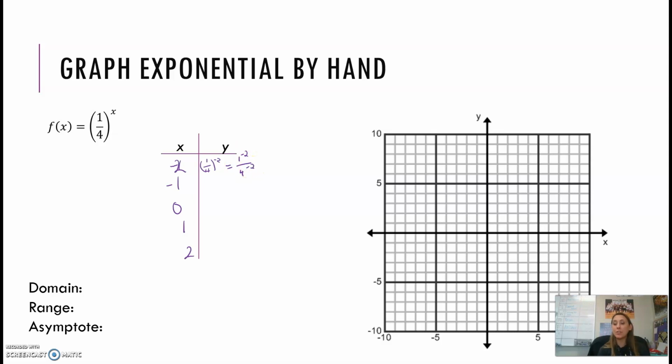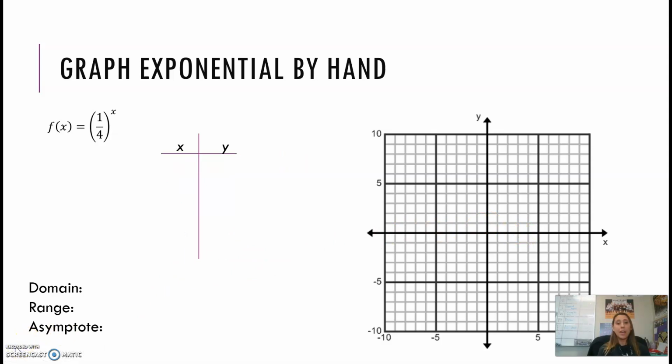Remember, we need to know how to do this without a calculator. If I have negative exponents, that means I need to make them positive. So I end up with 4 squared over 1 squared, which is 16. So my y value for that one is 16. So make sure you can do the rest of the table. Go ahead and hit pause, and we will come back to this and see if you got it.